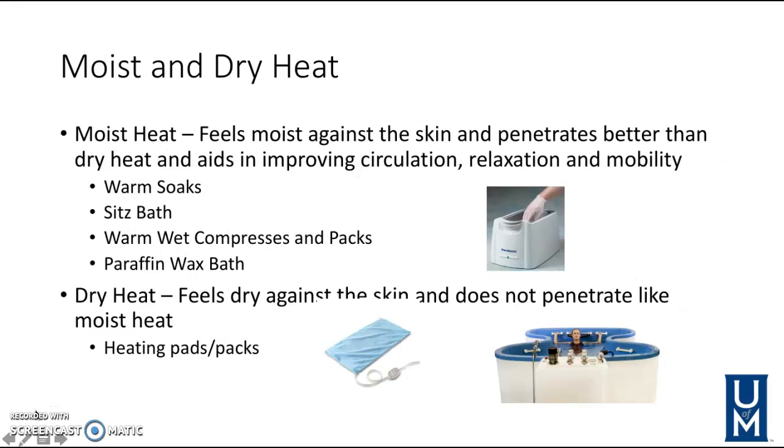I want to mention moist and dry heat because we've been talking about heat, but there are different types of heat that can be used. So moist heat, you can kind of think of warm soaks, a sitz bath, warm wet compresses and packs, or there's even a paraffin wax bath, and that's shown here in this picture. It's actually a warm wax that is applied to the skin.